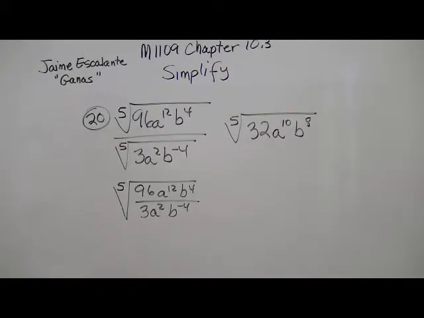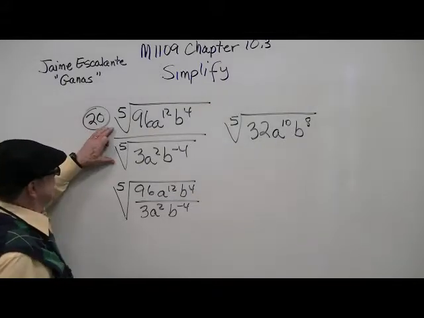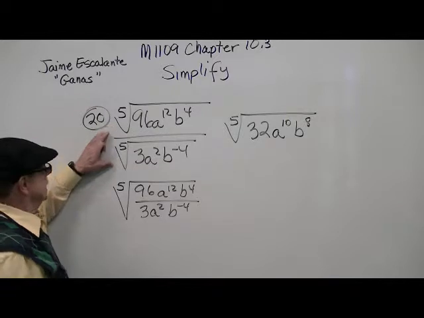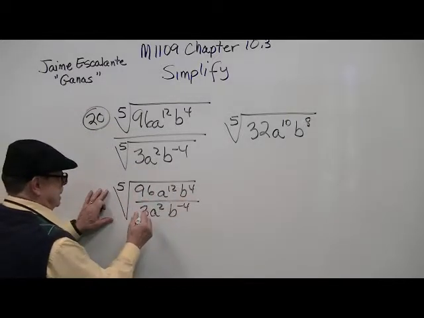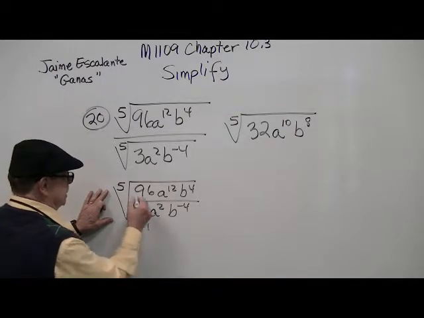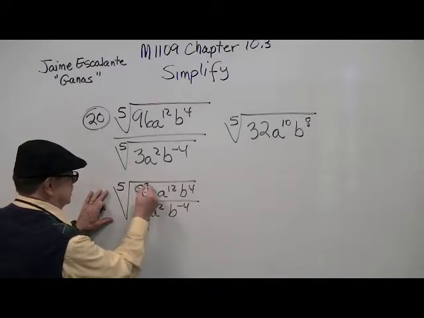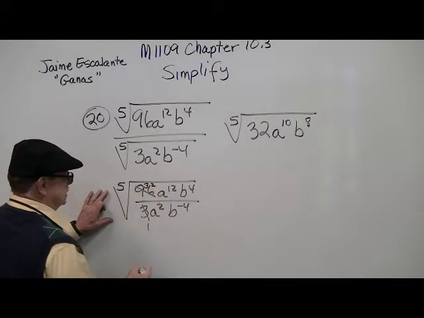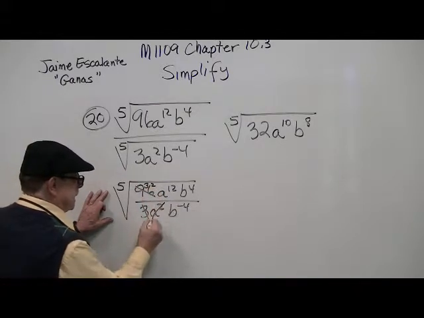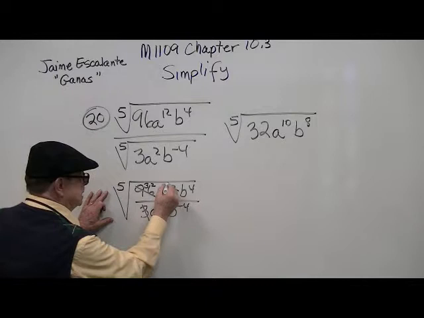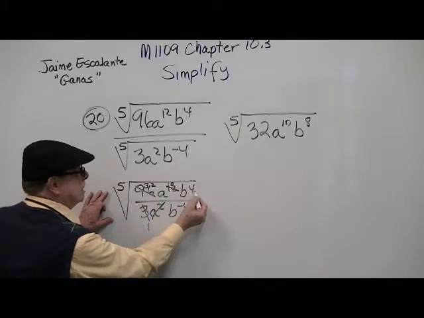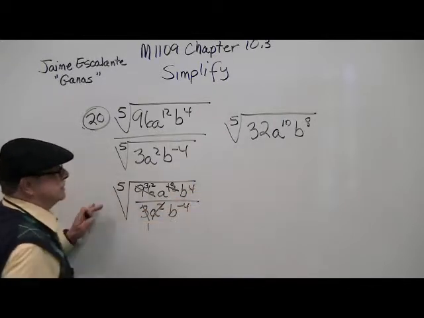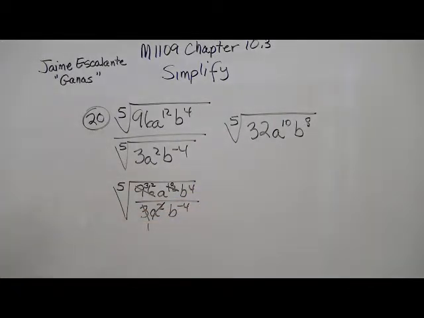Okay, number 20 looked like this originally. I put it under one radical sign. Now I can cancel out the 3, goes there. This goes 32 times. Cancel out that, this becomes a 10. And then I bring up my -4, becomes b to the 8th. So this is what I have as my next step.